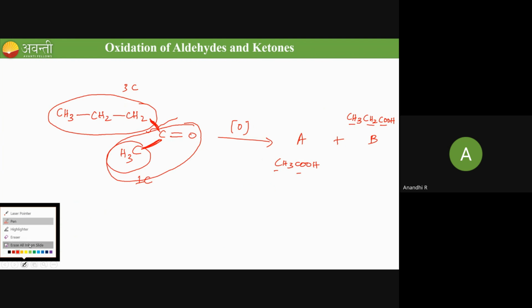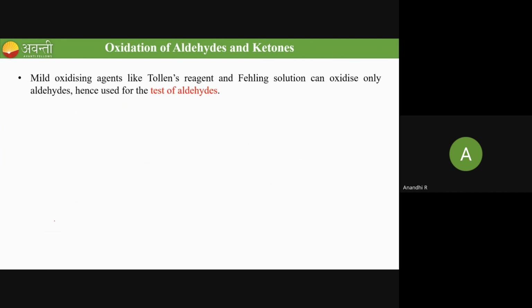Next part. The next oxidation: mild oxidizing agents like Tollens reagent and Fehling solution can oxidize only aldehydes. So hence they are used for the test of aldehydes. So we are going to see 2 more reactions, that is the Tollens reagent reaction and the Fehling solution reaction. Both the reactions are used for the test of aldehydes. So let's see one by one. The first is the Tollens test, which is also called the silver mirror test.